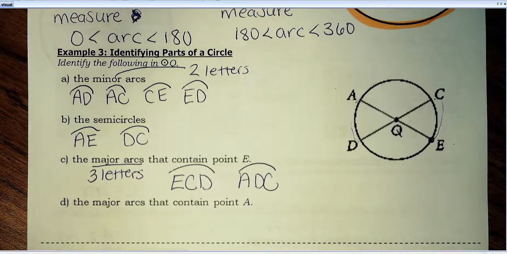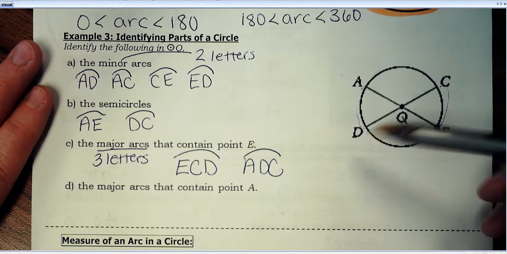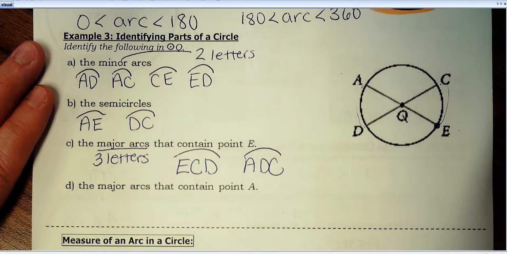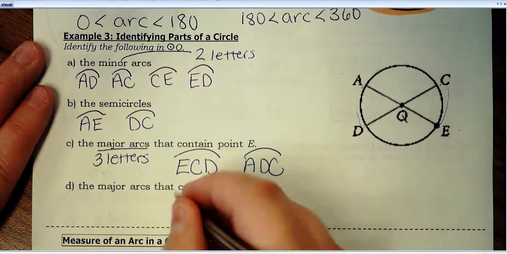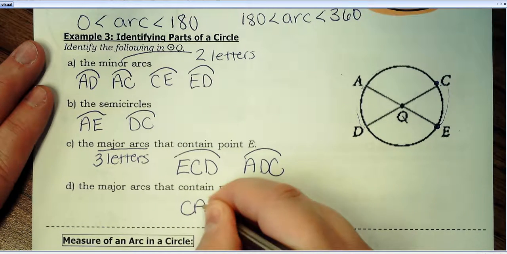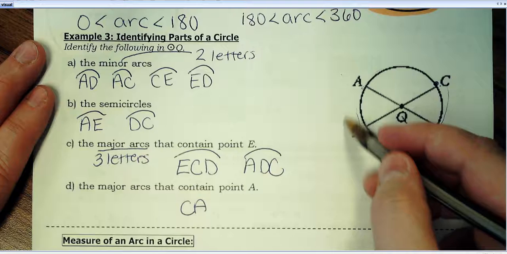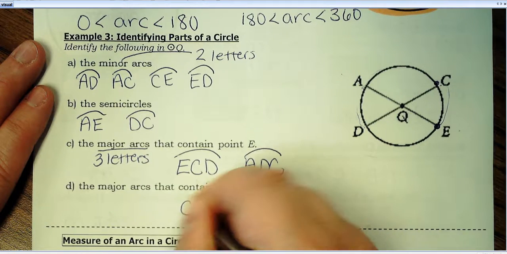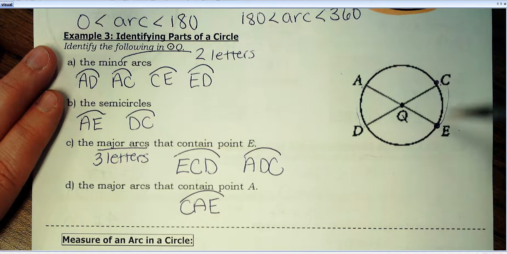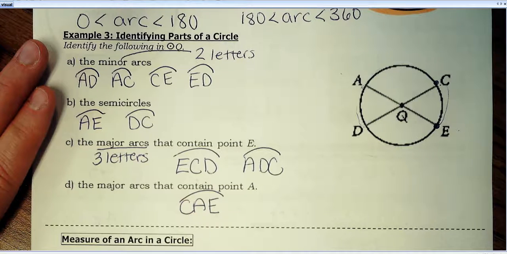Now just giving you guys a couple other examples here. A major arc that would include the point A. Maybe I could go, if I started at C, and I went to A, and I kept going around and I ended all the way back up at E. That would be an example of a major arc. It would be everything except that little minor arc right there.